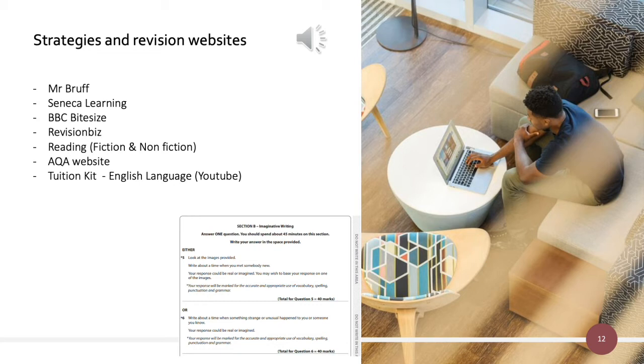There are also additional resources such as those provided by Mr. Brough. Mr. Brough provides many YouTube tutorials for GCSE English language texts. There is also BBC Bitesize, Revision Biz, the AQA website and Tuition Kit. Tuition Kit provides again English language YouTube tutorials.